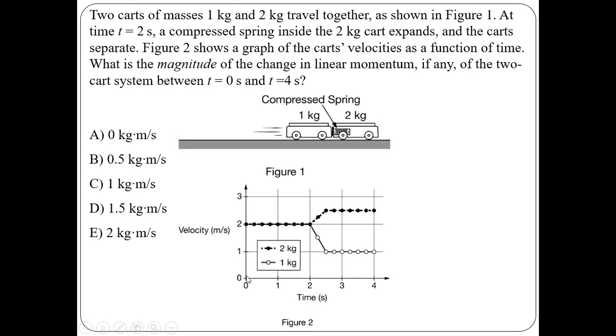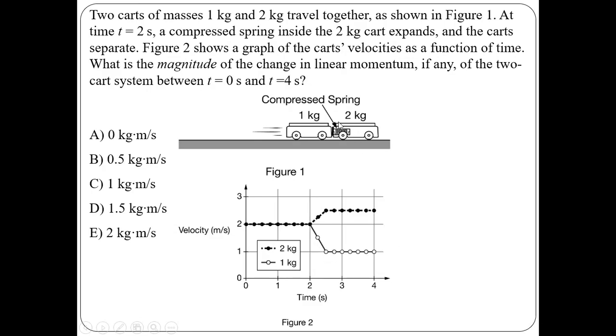I know it's to the right because this is a velocity graph and the velocity here is above the t-axis. And then all of a sudden the two carts separate. The 2 kilogram mass, according to this legend here, the shaded filled in black dot is the 2 kilogram cart. It's going to speed up to a velocity of 2.5 meters per second. And then the 1 kilogram cart will slow down from 2 meters per second to 1 meter per second.